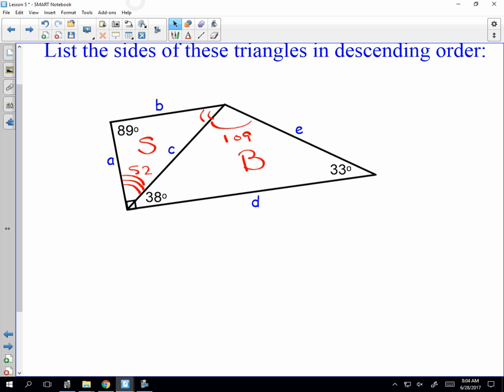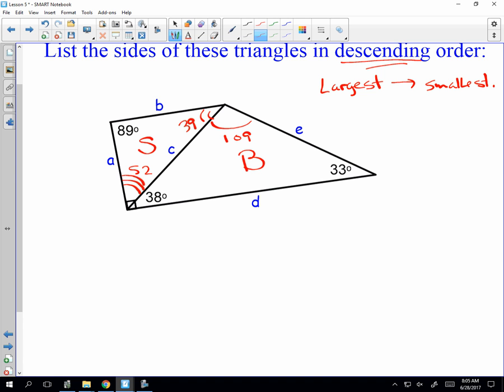And we get a 39-degree angle there. Okay, so now, in this question, we want to list from descending order. So we want to go from the largest side all the way down to the smallest side in the picture. Okay, so what we have to be careful, we're lucky here, 109 is the largest angle in the entire picture. But we have to identify and work off of the large triangle first.